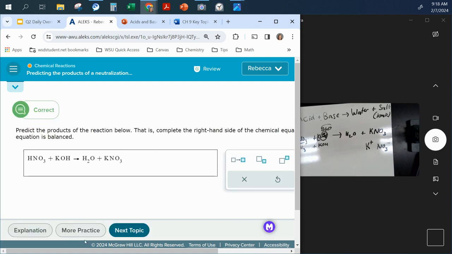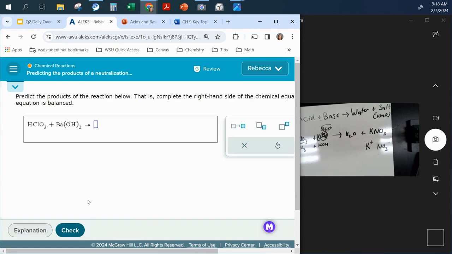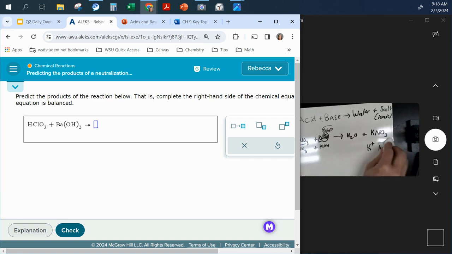Okay. All right, let's do a few more. Let's see if we can find one that's harder. Okay, this one's a little bit harder because barium has a 2+ charge. So we're going to have to change the coefficients a little bit. So let me erase this one.